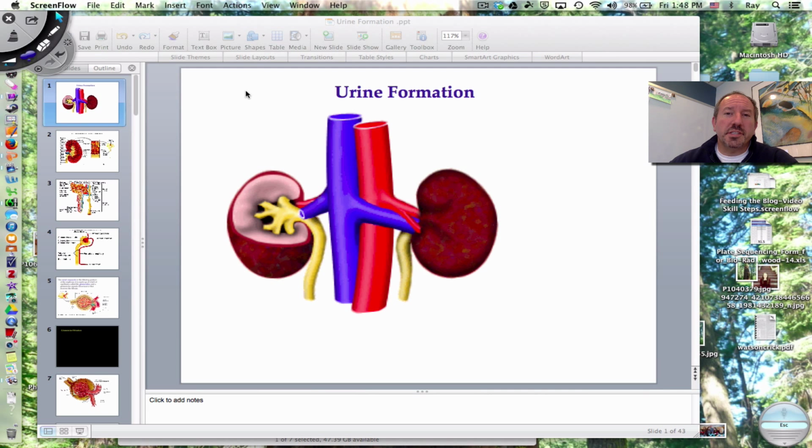Hi everyone, it's Mr. Sinti, and today I'm going to talk to you about the urinary system, and in particular, I'm going to talk to you about urine formation. That's right, when blood comes out of our heart, it travels down the aorta, and one of the very first places it goes is into these two really important organs called the kidneys.